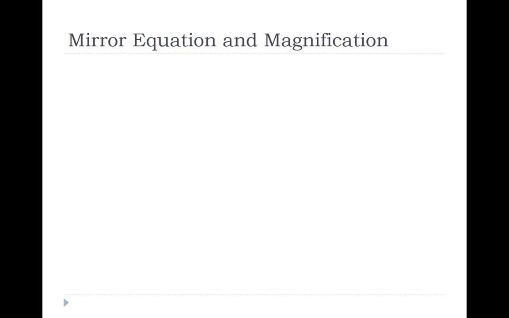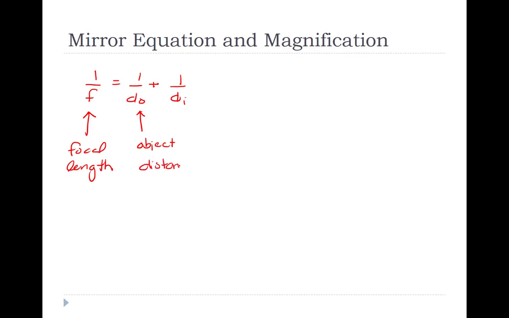For calculations, we need equations. So first, the mirror equation relates the focal length of the mirror to the object distance and the image distance. So really quick labeling. F is going to be the focal length. Remember, the focal point is the focal length away from the center of the mirror. Object distance is DO. And image distance is DI.